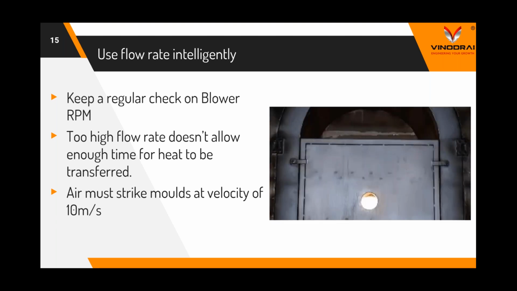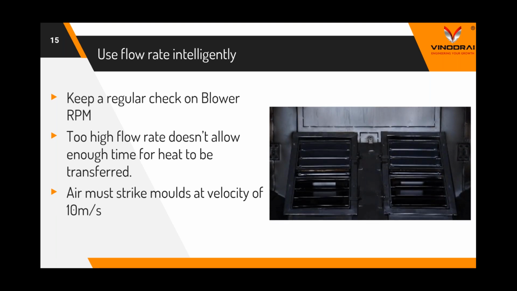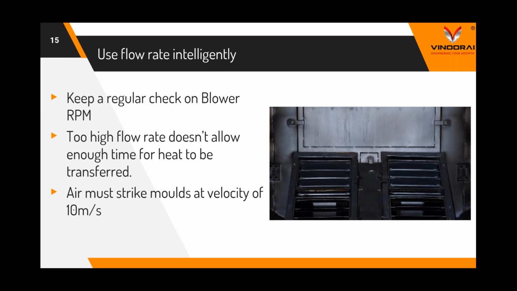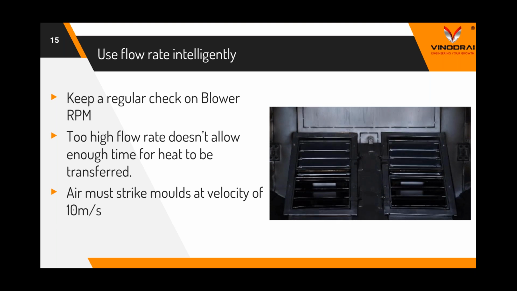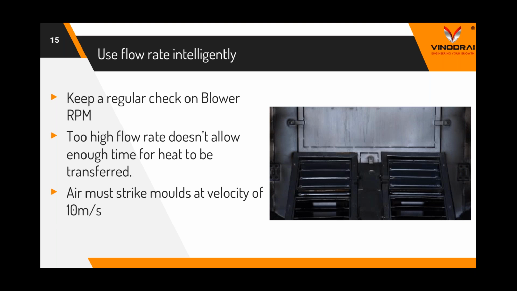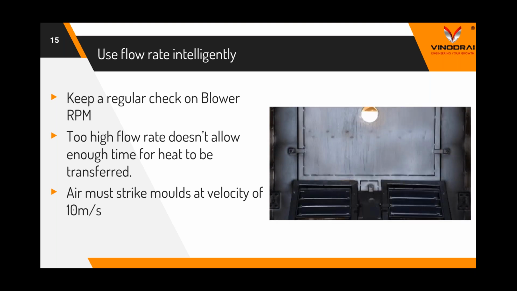So this would give you good efficiency of your burner. If your air is moving too fast, if your RPM is more than the rated RPM, it would also not aid in heat transfer from the air to the mold. Usually the air must strike the molds at around 10 meters per second to transfer the heat efficiently.